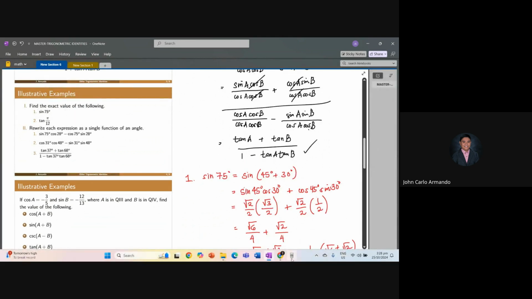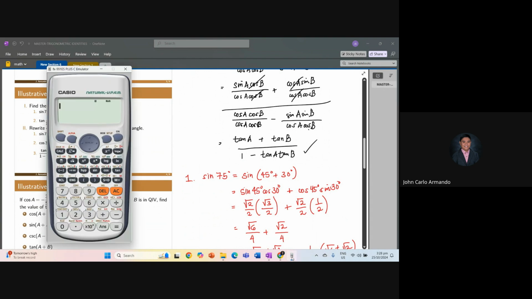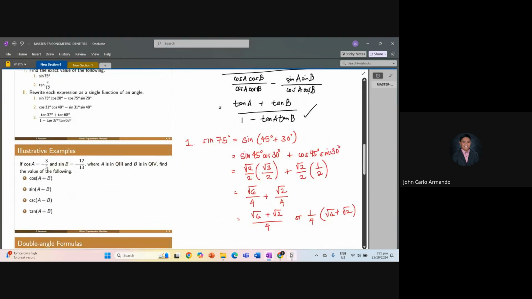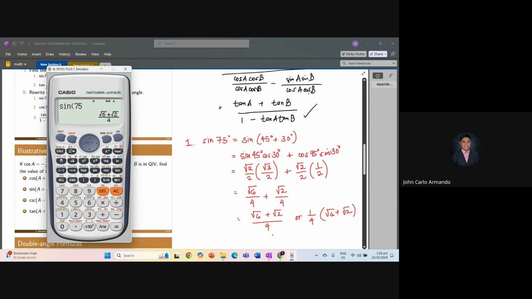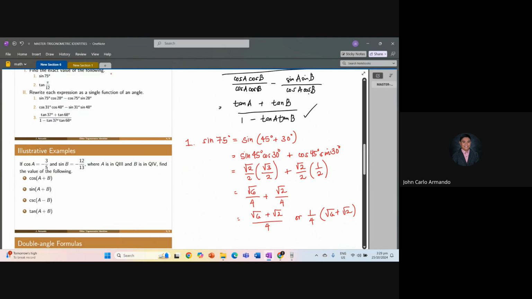Let us verify. Okay, what is sine 75? So as you can see, the result is square root of 6 plus square root of 2 all over 4. So we arrive at the same answer. Square root of 6 plus square root of 2 over 4. Okay? Do you have any question on that part? Okay, hearing none, we proceed to the next example.